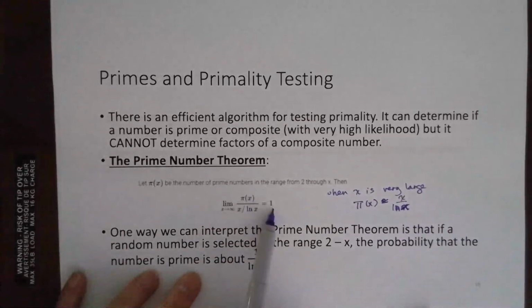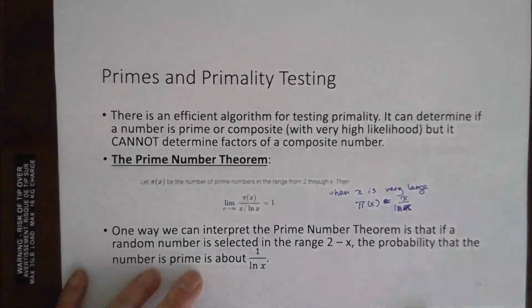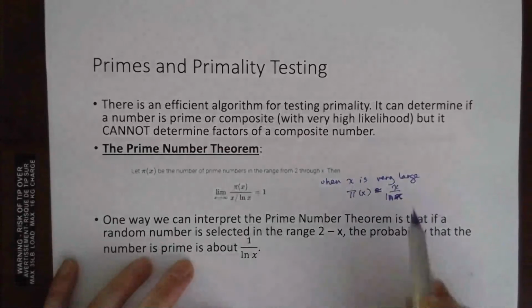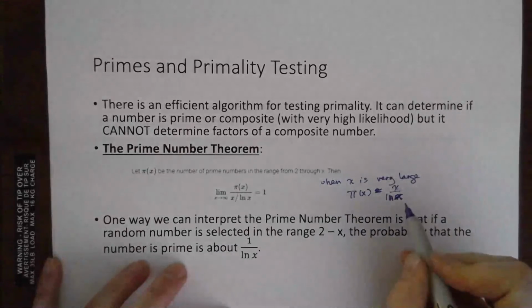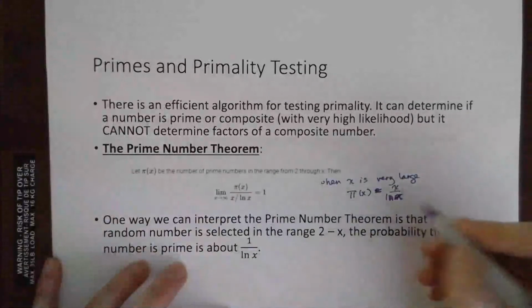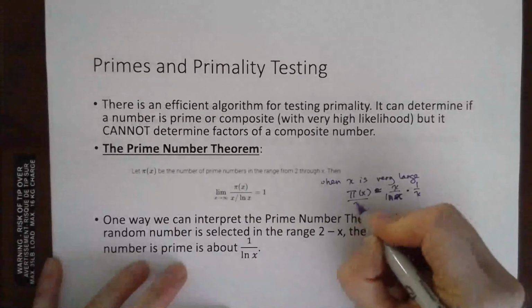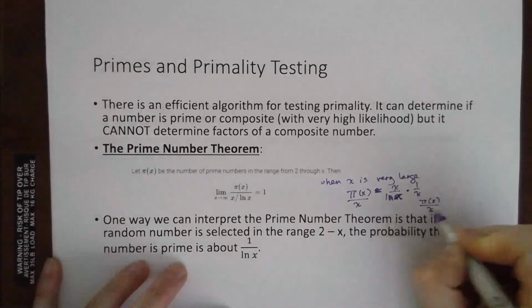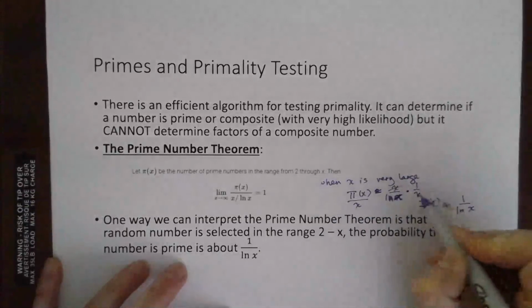Okay, that ratio has to be 1, and so that means the numerator and the denominator are roughly the same, as long as we have a large x. So if I solve this, let's say I'm going to multiply both sides by 1 over x. That's going to give me that pi of x over x is roughly 1 over the natural log of x, because those cancel out.